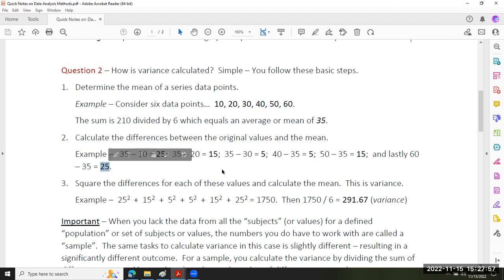So in each case, now I have the difference between the original, each separate value, and the average value. So I have 25, 15, 5 for the first three calculations, and then 5, 15, and 25 for the last three calculations, where I subtract the average from that. Does everybody follow where I am right now?